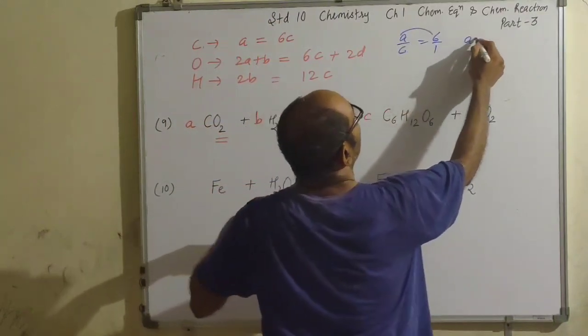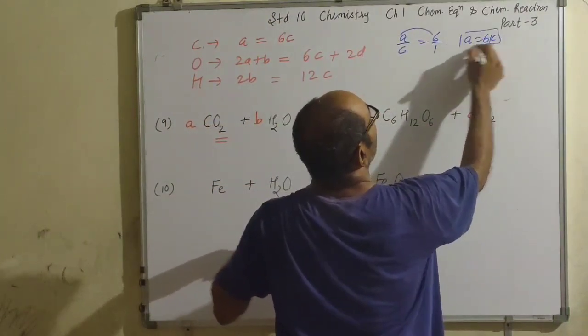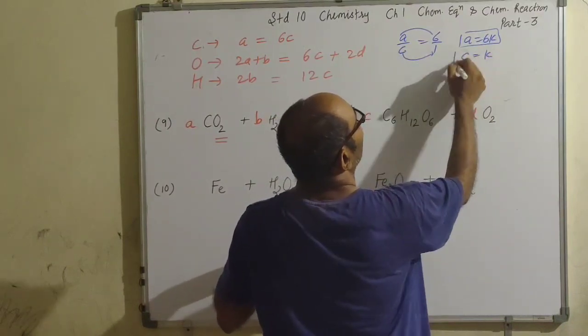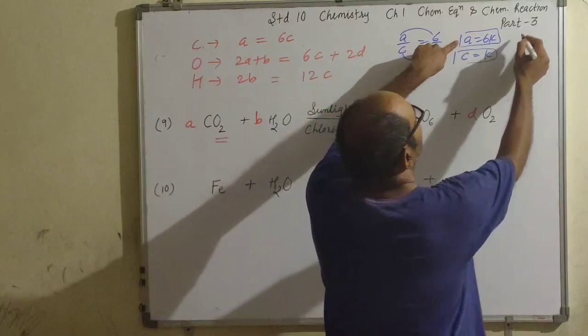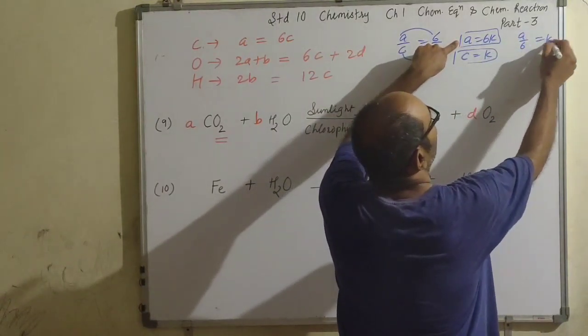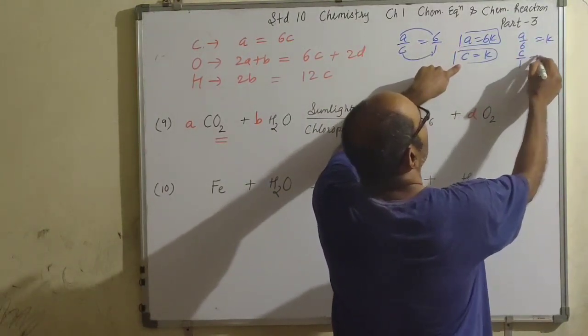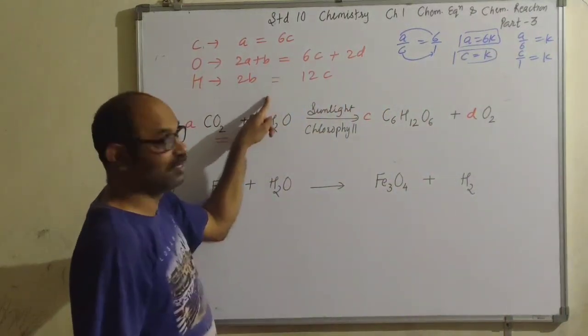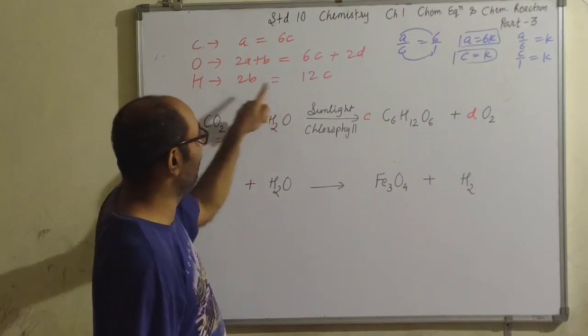So, you can say A is equal to 6K. That is the value of A, and C is equal to 1K. But if you write that A upon 6 is equal to K and C upon 1 is equal to K. Now instead of using this, I'll use this because I got the value of C.